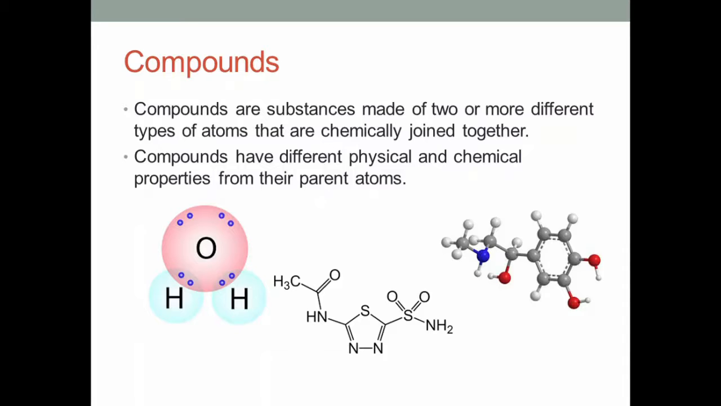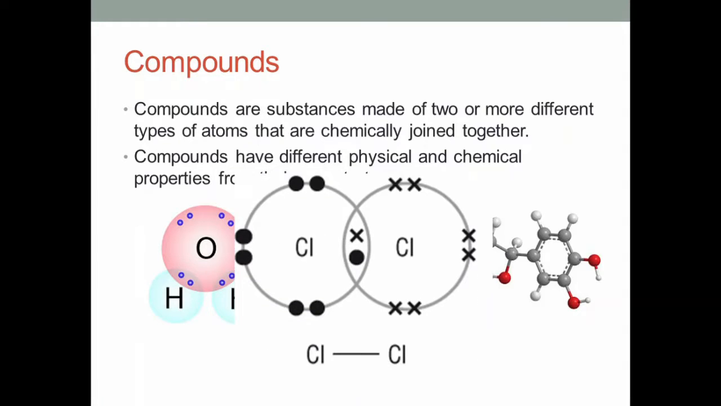So here's a small tip. This is a chlorine molecule, and it's actually not a compound. It's because a compound has to be made of two or more different types of atoms, and in this case we have two chlorine atoms. So that's why it's considered an element, not a compound.